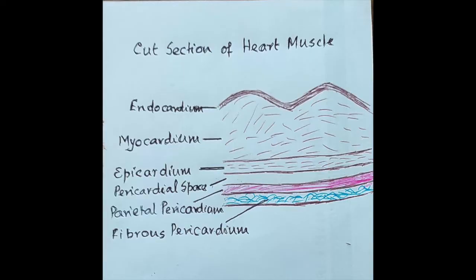This figure shows a cut section of the heart. Innermost lining is the endocardium, covering a thick layer of myocardium having myocardial cells, lined on the outside by epicardium, pericardial space, parietal pericardium, and fibrous pericardium in that order.